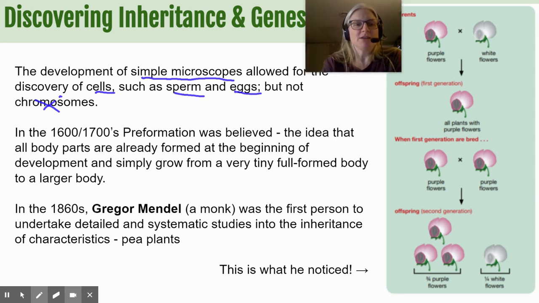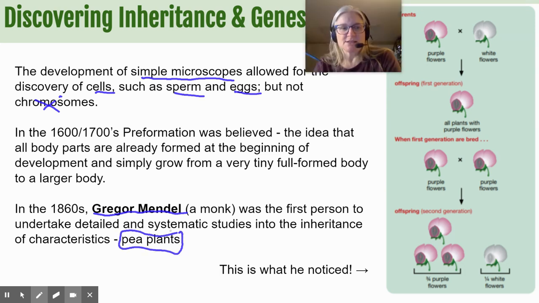Until Gregor Mendel came along. He was a monk, and he was one of the first people to start doing a systematic study of the inheritance of characteristics. So how our characteristics are passed along from generation to generation. And he was a big gardener, and he used pea plants, and he kept records of all the different generations for a long period of time. So this is in the 1860s.